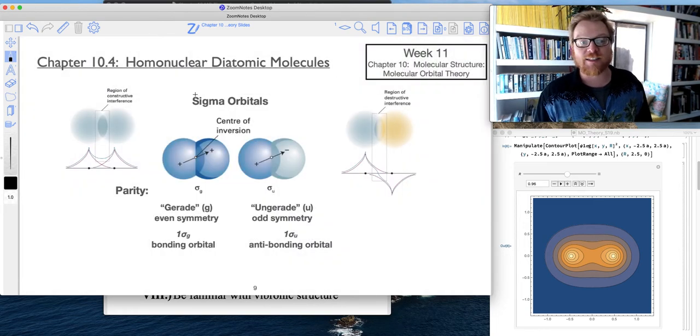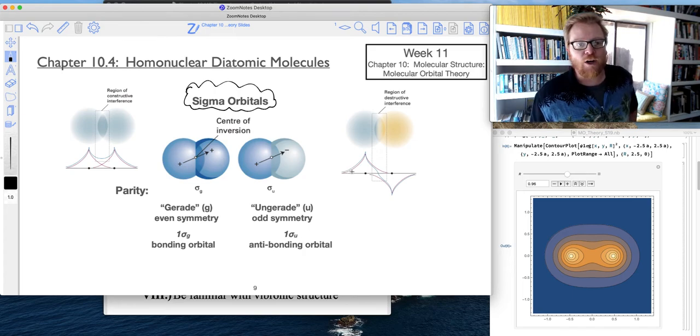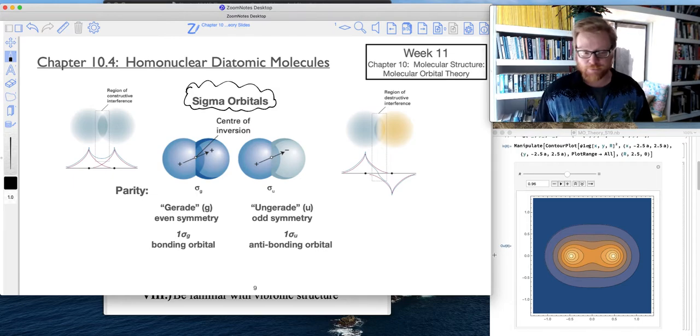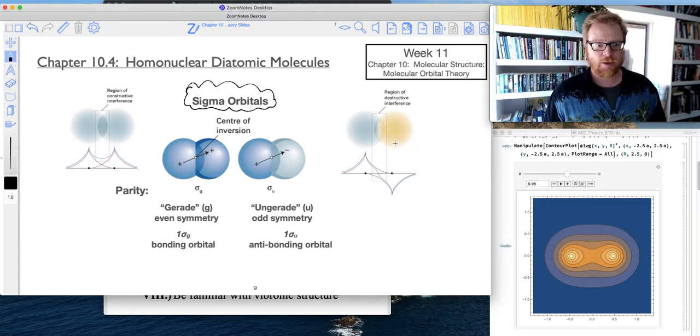So let's talk about sigma orbitals. We've talked about sigma bonds with valence bond theory. We know that a sigma bond is symmetrically cylindrical about the z-axis. You can see I've got that right here on my Mathematica file. We know that we create a bonding sigma orbital from constructive interference, and we create an anti-bonding sigma orbital from destructive interference. But now what we need to talk about is their symmetry.